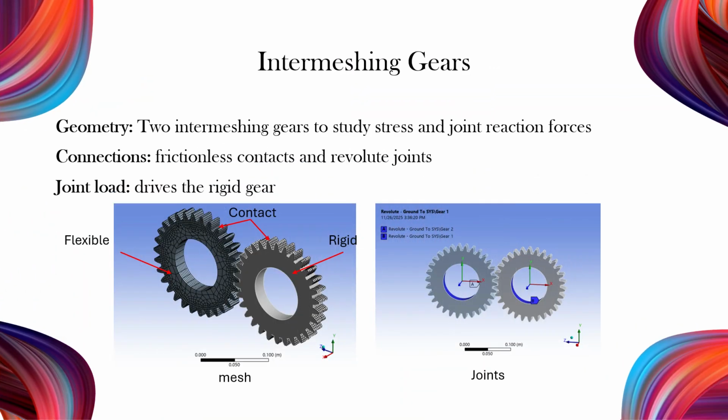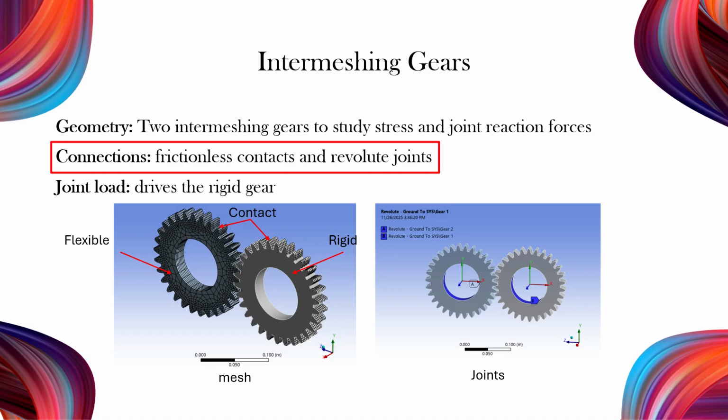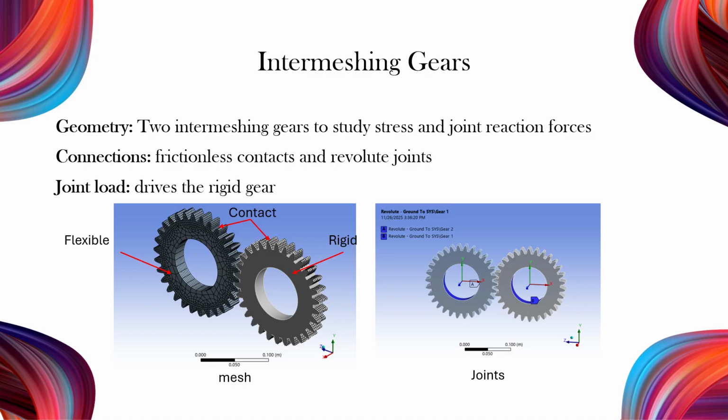I will investigate an intermeshing gear system where one gear is rigid and the other is flexible to study stress distribution and joint reaction forces. The geometry is prepared in SolidWorks, and I'll add named selections for the contact regions in SpaceClaim. We'll define frictionless contacts for all the gear teeth and assign a revolute joint to the bore of each gear, allowing rotation around their local z-axis.